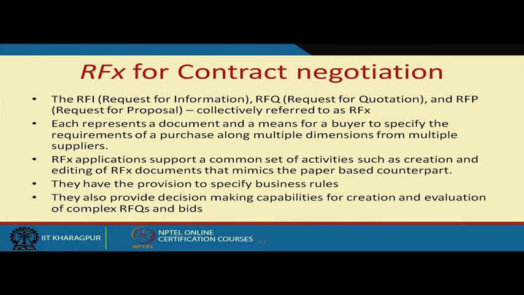So, as I told you, this RFX for contract negotiation can be either a request for information, a request for quotation, or a request for proposals. It is collectively referred to as an RFX document. Each type of document represents a means for a buyer to specify the requirements of a purchase among multiple dimensions from multiple suppliers. To carry out this contract negotiation, either the organization or the third party service provider has to have one RFX application support.